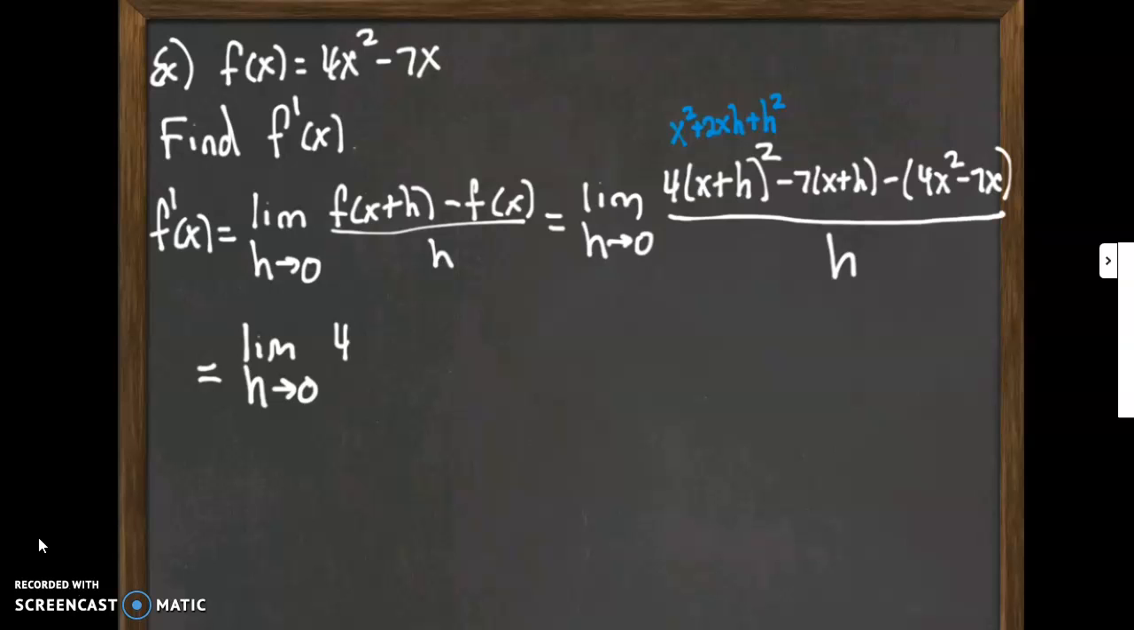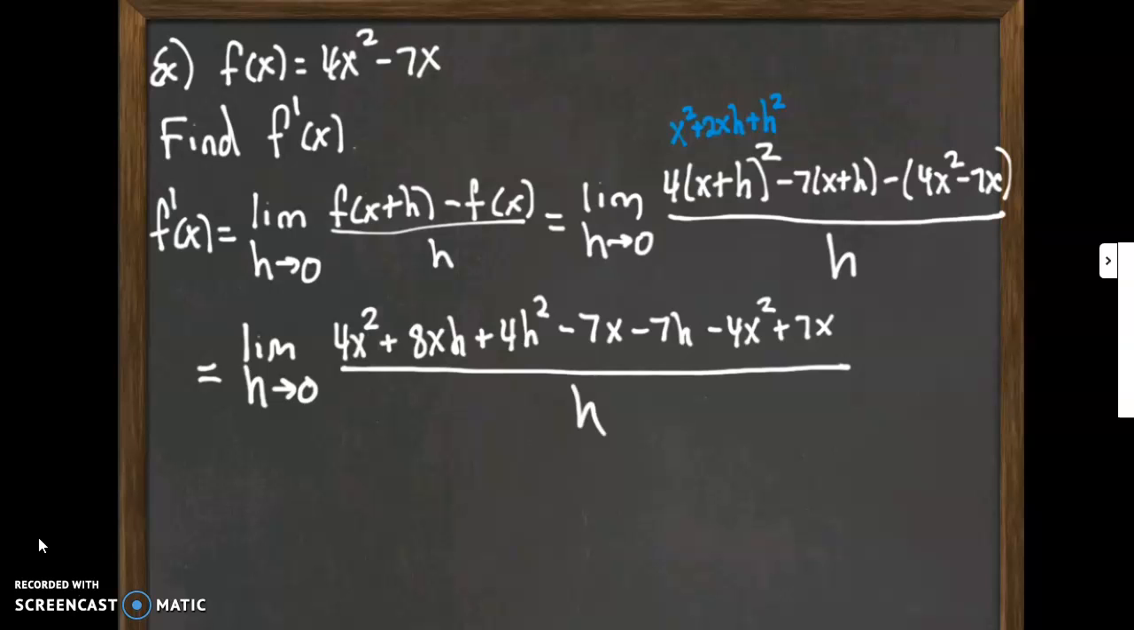So when we multiply by 4, that'll be 4x squared, 4 times 2xh will be plus 8xh, plus 4h squared. And then 7 times x plus h, minus 7x minus 7h. And then we have to distribute the negative sign through the 4x squared minus 7x. So that'll be minus 4x squared and then plus 7x. And then all of that is over h.